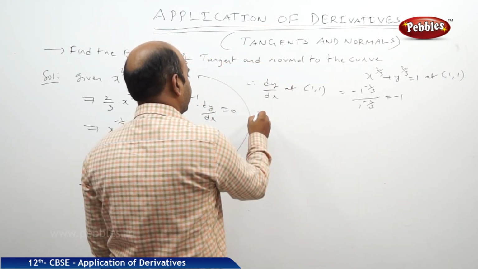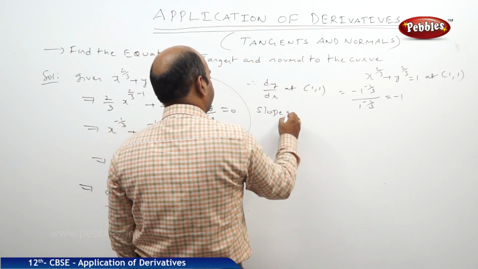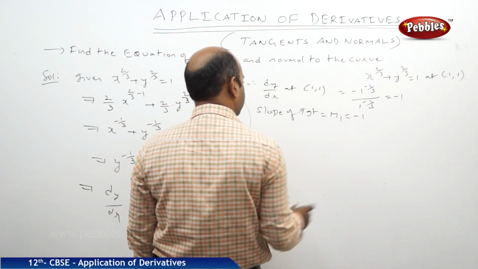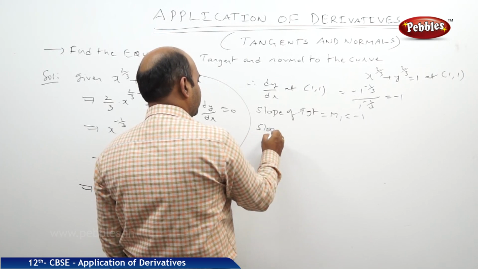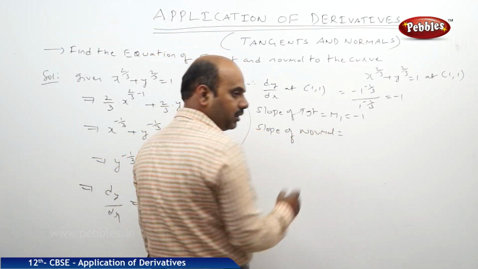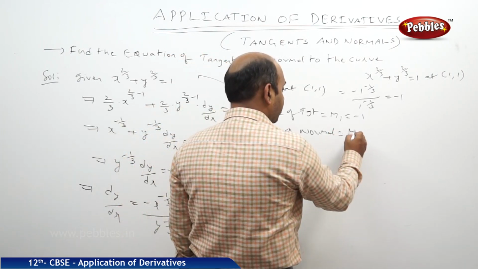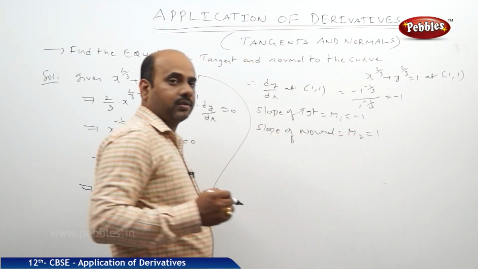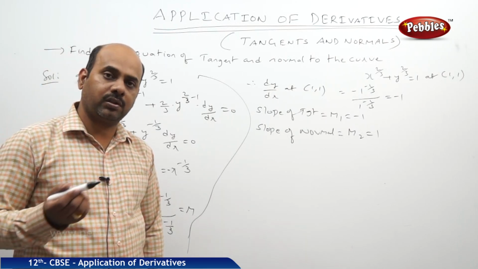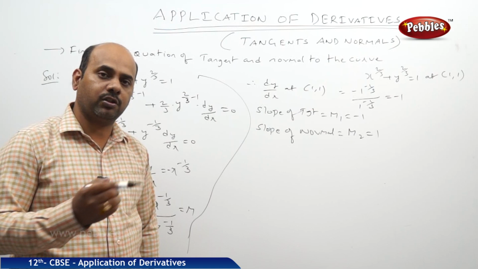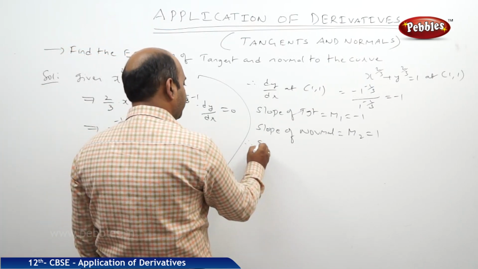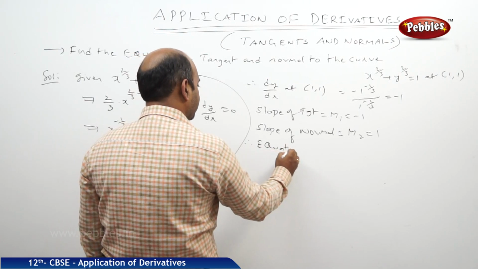That means I can conclude slope of tangent is equal to m1, that is equal to minus 1, and slope of normal, that is equal to m2, that is equal to 1, because m1 into m2 is equal to minus 1. The product of slopes of tangent and normal, when I multiply, should give minus 1. Therefore now I will be finding out equation of tangent.